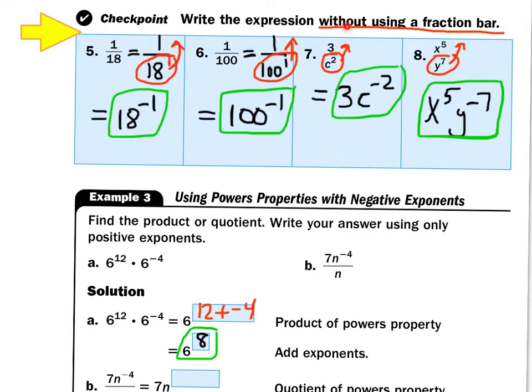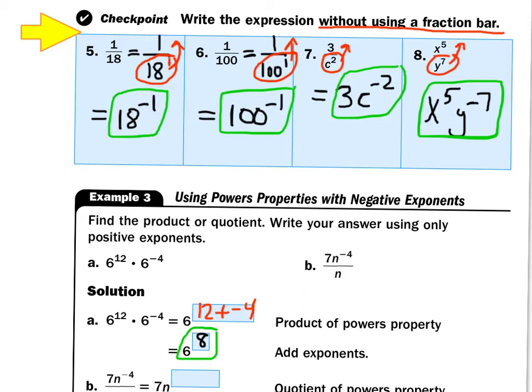Okay, take a look at the checkpoint. Write the expression without using a fraction bar. So everybody out of the pool. So it's 1 over 18. So I put 1 over 18 to the first power. I use my red. And then I grab the 18 and the power of 1 and I let them climb out of the pool. So guess what happens? It's 18 to the negative 1 power. That baby's going to start crying. It didn't want to get out.